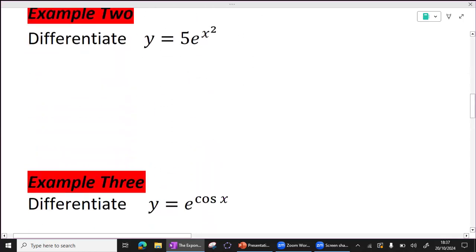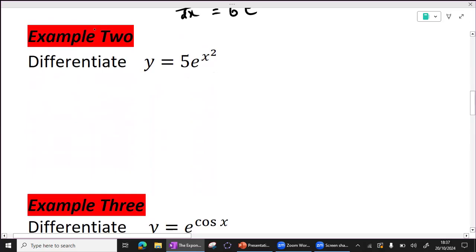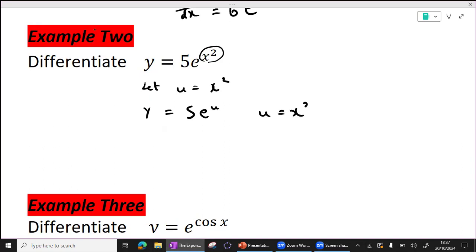Okay, let's do that again. So for this one, I notice again, it's not just x. So I let u is equal to x squared. So y is equal to 5 times e to the power of u, and u is x squared. So I do dy/du. Now 5 is just 5. Remember, the number remains. And when I differentiate e to the u, it stays as e to the u.